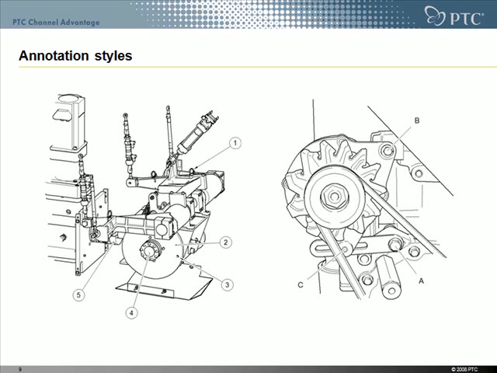On the right hand side of the screen, an example of how we might use a style for maybe a service manual or service procedure. In this case we've used A, B, C. That then will refer out to a block of text. A, loosen the bolt. B, loosen the second bolt. C, drag the adjuster, or whatever the sequence may be.